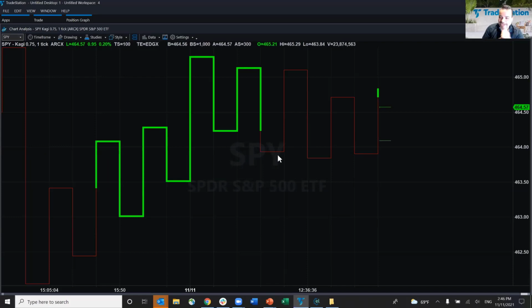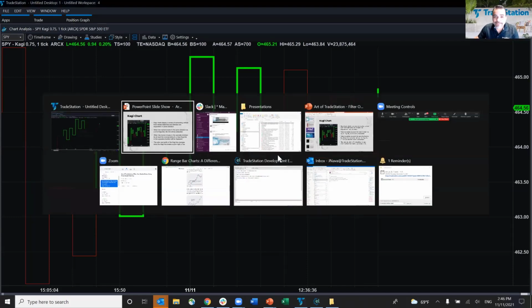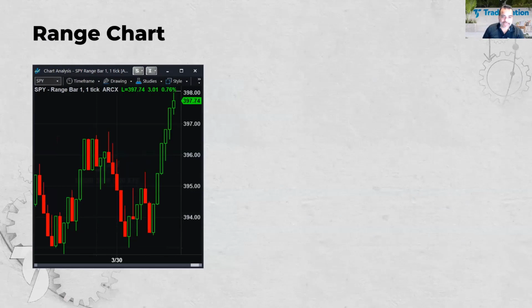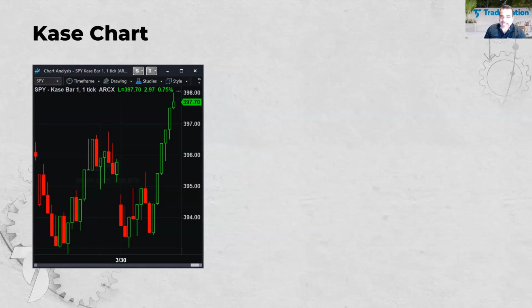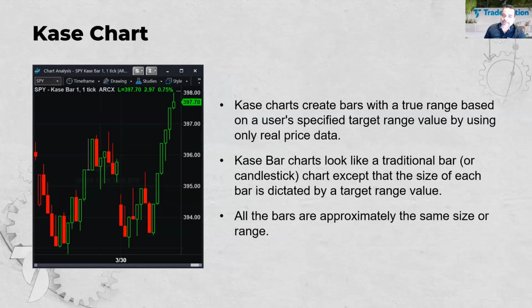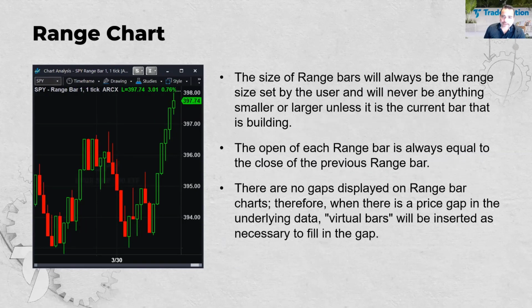So let's go ahead and take a look at another one. Range. I'm going to talk briefly about the next three, which is range, momentum, and Kase. Why am I talking about the three altogether? Because they are pretty much the same. I'll highlight the differences and what they're looking for, but they're the same type of price charts.